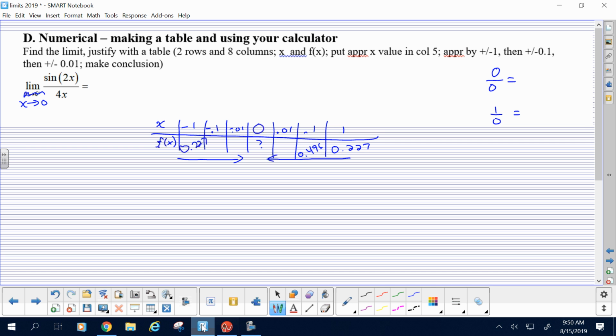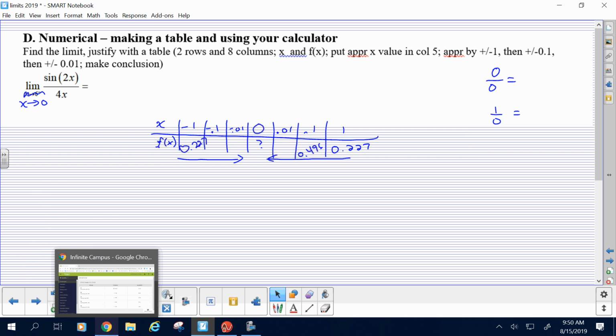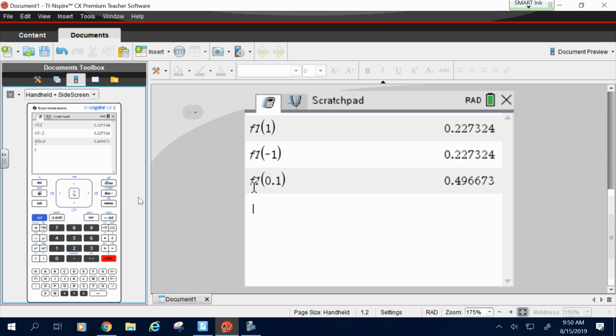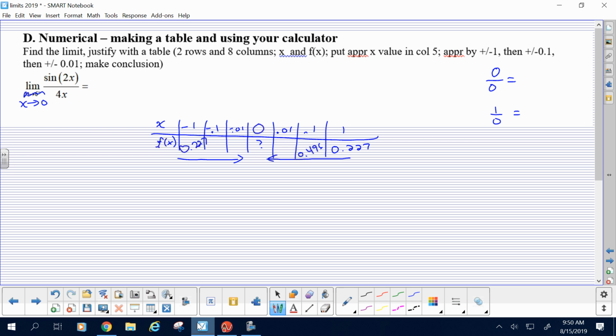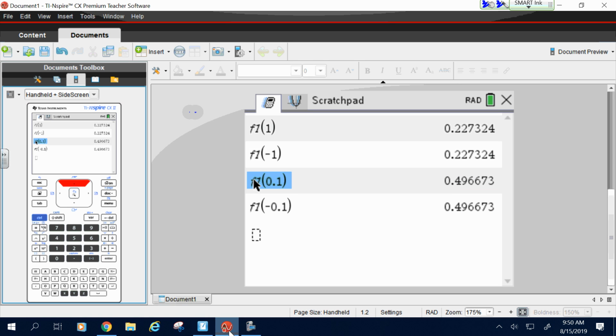0.496. And what about on the negative side? I didn't prove that it was even. I'm thinking it's even, but I could verify that by throwing a negative in there. And it is the same, 0.496. Okay, and then try for the 100th away. Did you get 0.499? Yes?